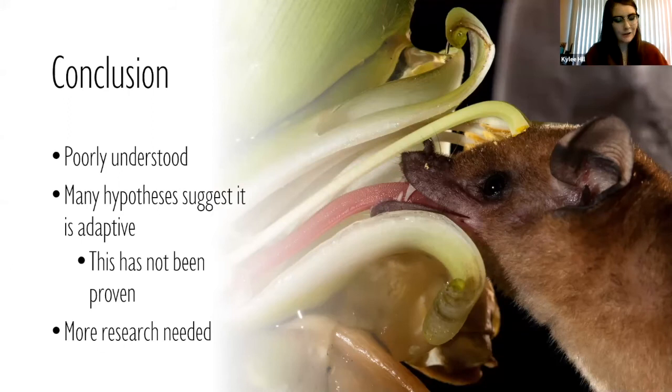In conclusion, the phenomenon of toxic nectar is poorly understood. And despite the fact that there are several hypotheses suggesting that toxic nectar has an adaptive function, there have been no studies to prove this. And so it's important to keep in mind that this trait actually could be non-beneficial to the plant, as was concluded in the pleiotropy hypothesis. But more research is needed to determine the purpose of the occurrence of this toxic nectar. And that is the end of my presentation.